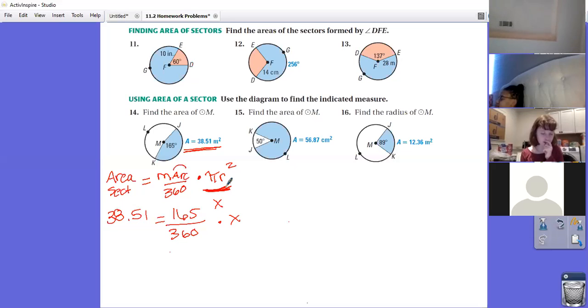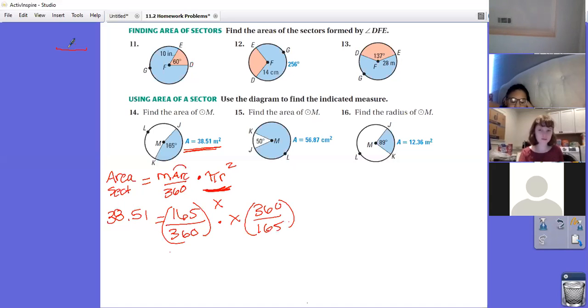So the only thing I have to do to solve for the area is move that to the other side. I'm going to multiply by the reciprocal on both sides. The reciprocal would be 360 divided by 165. And then this becomes 1. In your calculator, 360 divided by 165, and then times 38.51.